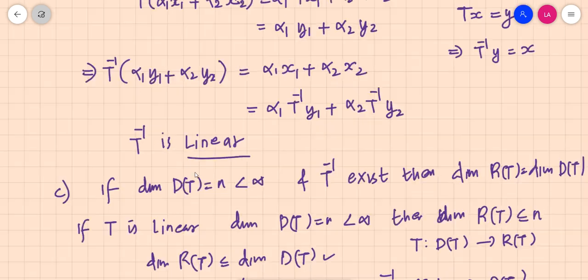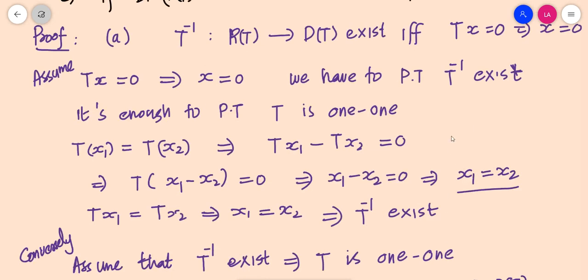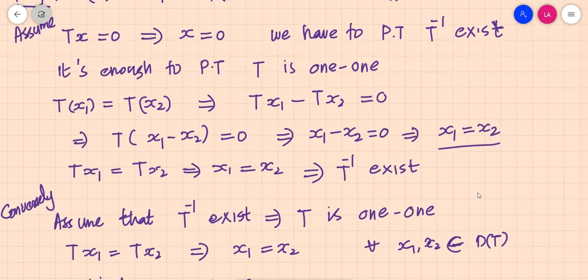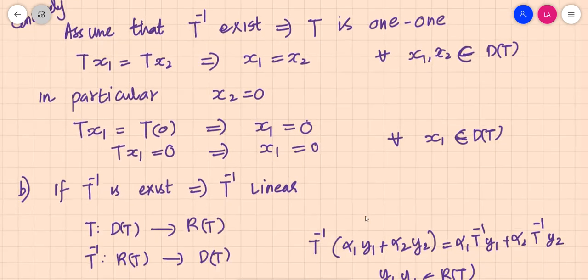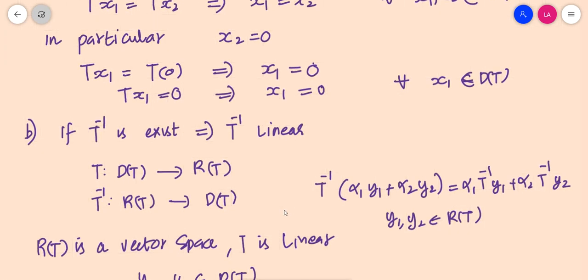To sum up the whole thing, the first condition is T inverse exists if and only if T of x equal to 0 implies x is equal to 0, or N of T contains only a single element, the identity element. So we have assumed T of x is equal to 0 implies x is equal to 0. It is enough to prove that T is one-one. We have established that, and then conversely we assume that T inverse exists, and we have to prove that T of x is equal to 0 implies x is equal to 0, or N of T is equal to 0. We apply x2 is equal to 0 on the one condition and prove both the parts.